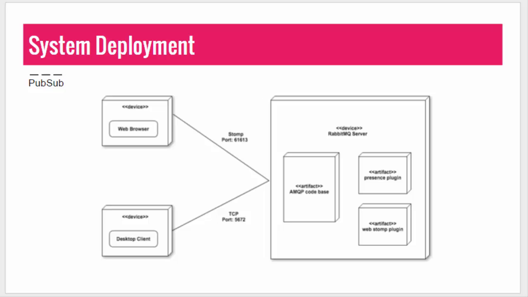Here we have a breakdown of PubSub's deployment. Any client implementing either the web or the desktop solution will connect either via STOMP over WebSockets or TCP to the RabbitMQ server, which contains the plugins and the AMQP logic.